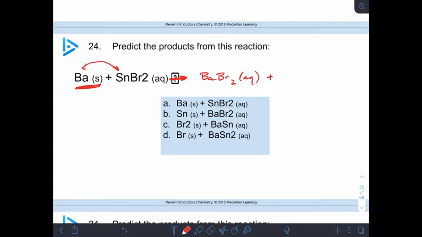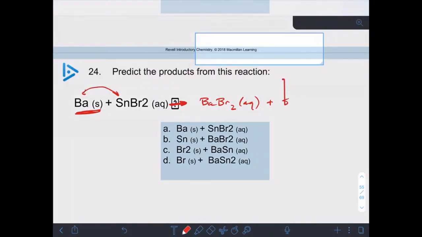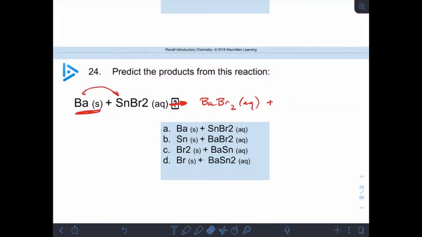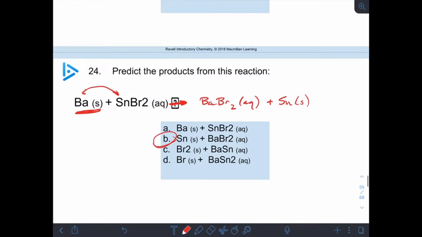And we get tin all by itself, right? And it is balanced because we've got one tin and one tin, one barium and one barium, and 2 bromines and 2 bromines. So we are good. So barium bromide and tin. So tin solid and barium bromide is B.